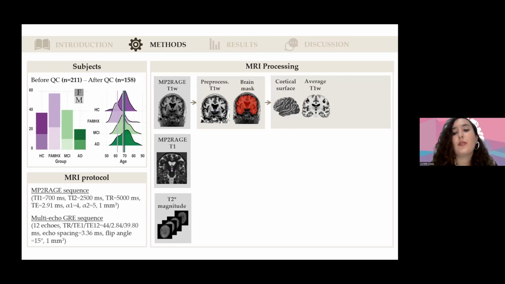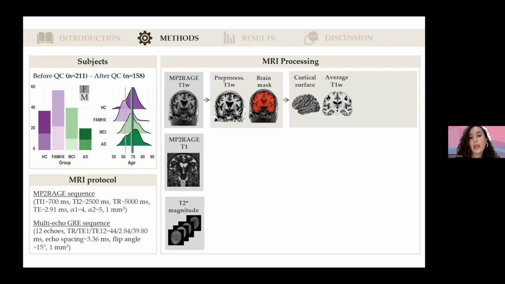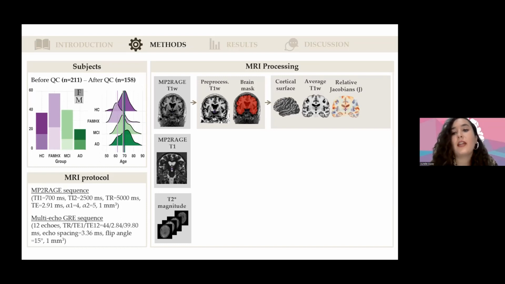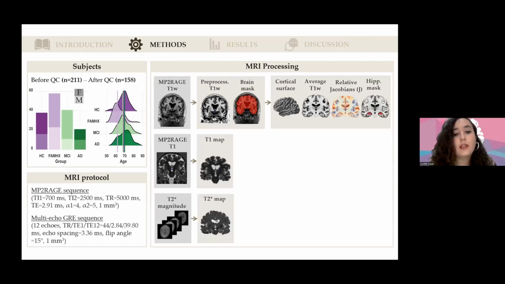vertex. We use deformation-based morphometry in order to create this average brain and also extract relative Jacobians that are representative of local variation of volume in the brain. And also we extracted a hippocampal mask. So using the brain mask, we were able to extract our T1 map. And after fitting an exponential decay to our 12 echoes, we obtained our T2 star map.